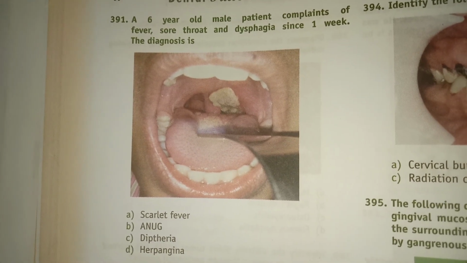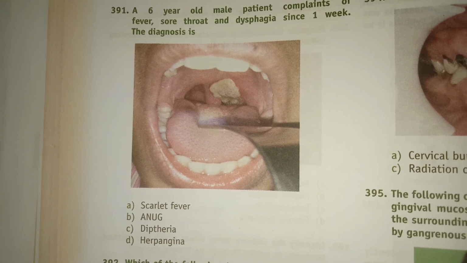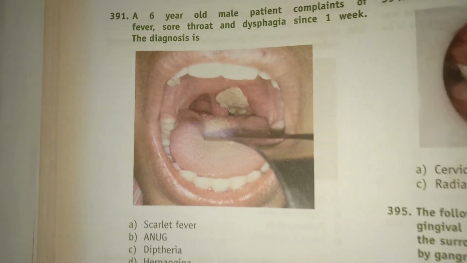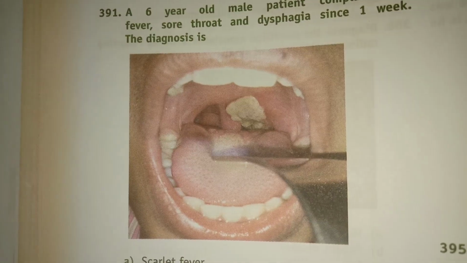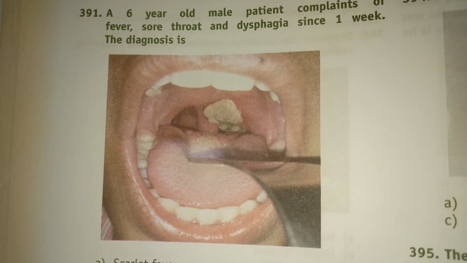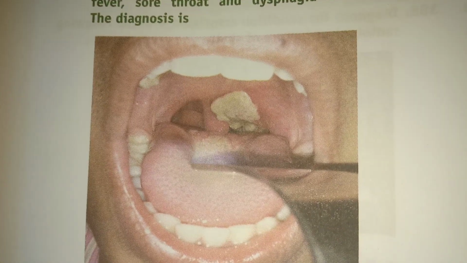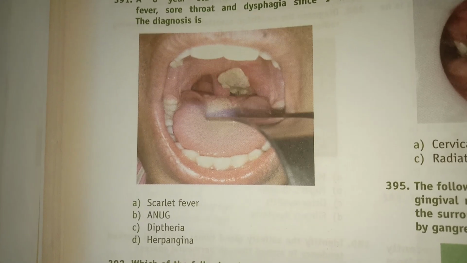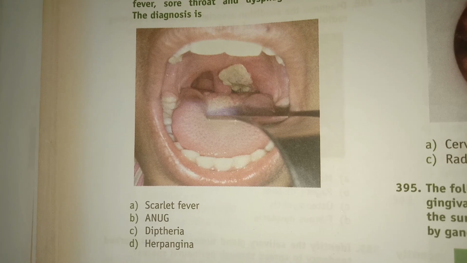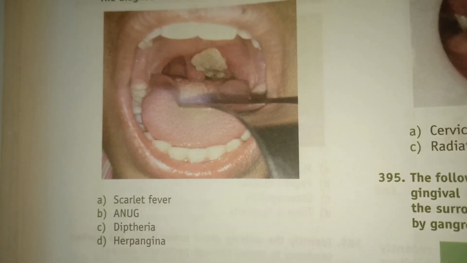Now next question, you can see in this picture a 6-year-old male patient complains of fever, sore throat, and dysphagia since 1 week. You can see the white pseudomembrane, or you can't say that it is a pseudomembrane, a white patch over the peritonsillar region. Options are scarlet fever, angina, diphtheria, herpangina. It's a clear-cut case of diphtheria. Answer is diphtheria.